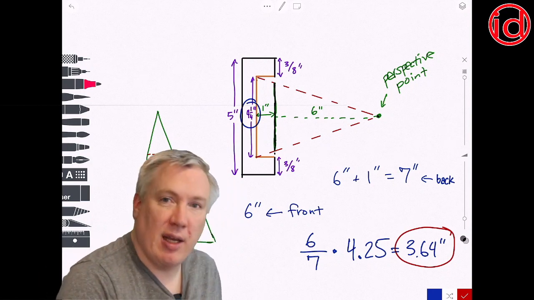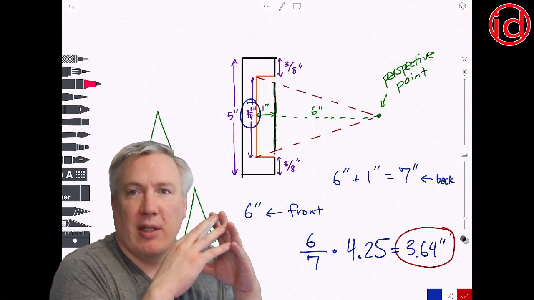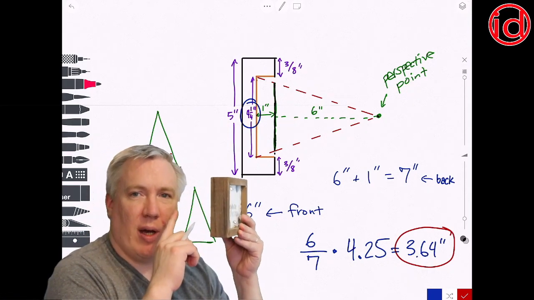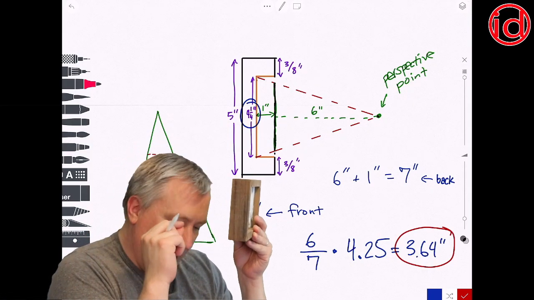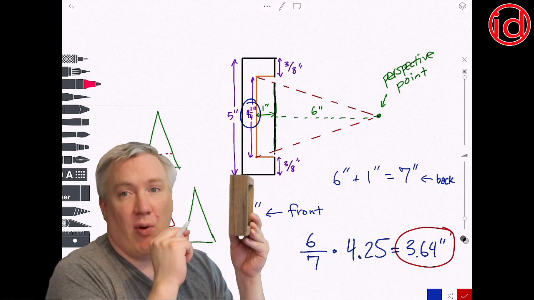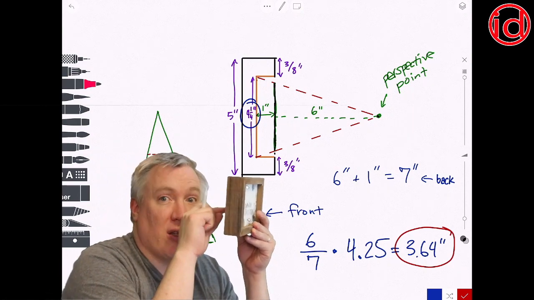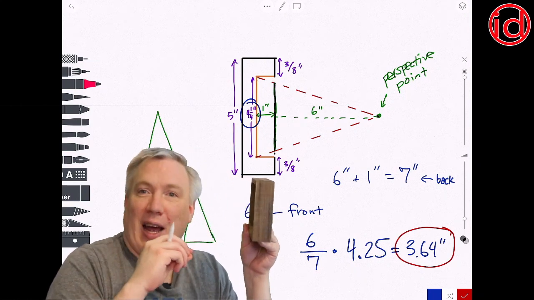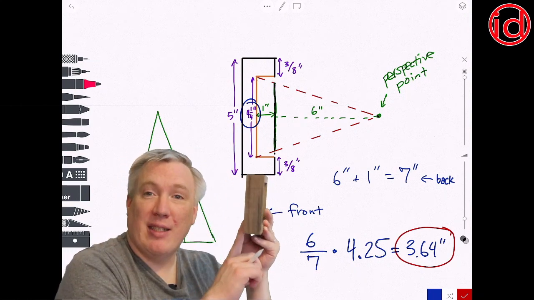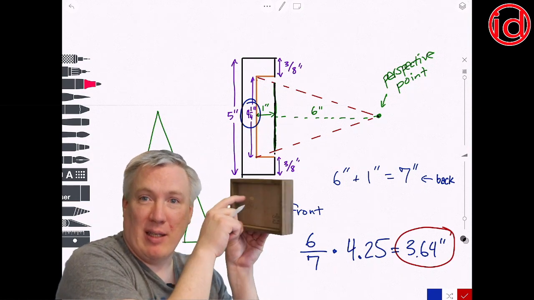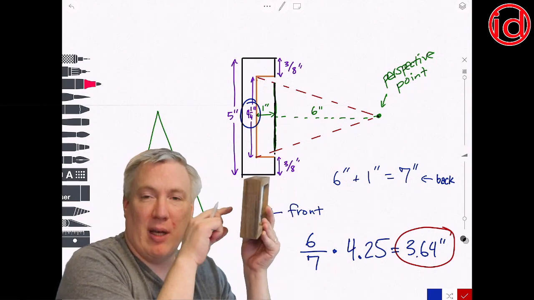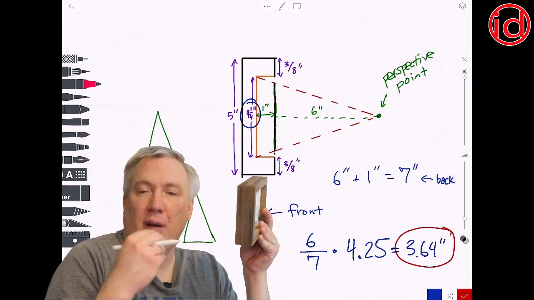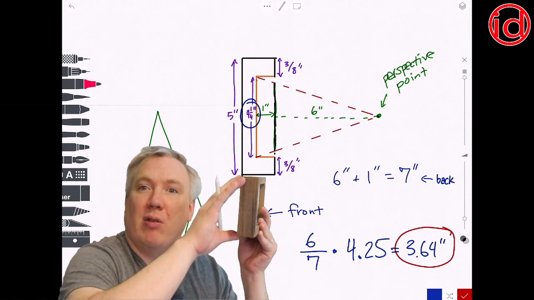And so there you have it. This backside here is 4 1/4 inches, but based on me looking at it from 6 inches away, it looks as if it was only 3.64 inches. It looks smaller because it's further away than this front side. And by how much? By a factor of 6/7. The front side is 6 inches away, but the back side, this inside here, is 7 inches away. So it actually looks 6/7 the size of my actual measurement in comparison to that front edge.